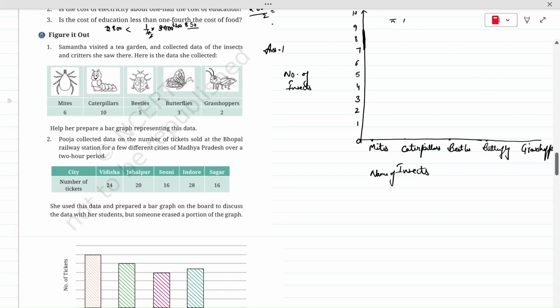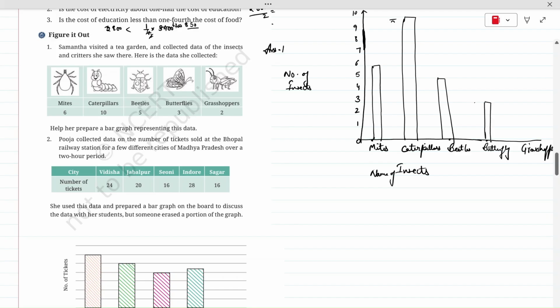So let's draw. For mites, there were 6 mites, so for mites we have to take till 6. So this is our bar graph. Next, we have caterpillars, that is 10, so we have to extend this till 10. Next, we have beetles, which are 5 in number. We have 5 here. Then we have butterflies, that is 3. And the last one we have is grasshopper, that is 2.